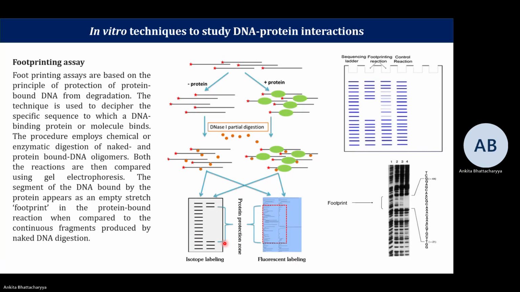And the protein protection zone can then be identified to recognize the footprint. So, a sequencing ladder, footprinting reaction, control reaction, all of this is just going to give you the same idea. Also, one more thing to keep in mind whenever you do an experiment like this, you need to have a plus protein and minus protein condition, which means your control versus your treated condition.